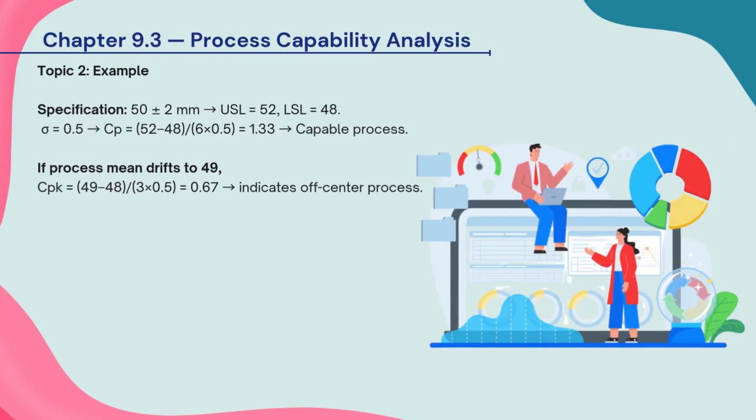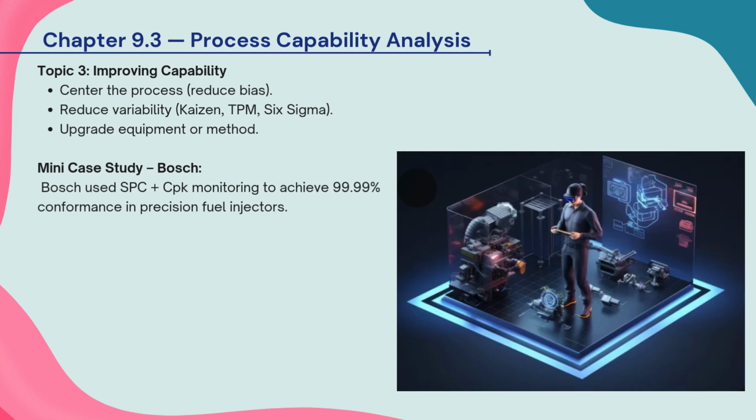This example shows how to evaluate process capability. With a specification of 500 mm and sigma equals 0.5, the CP value is 1.33, meaning the process is capable. But if the process mean shifts to 49, the CPK drops to 0.67, indicating the process is off-center and no longer consistently meeting specifications. This slide explains how to improve process capability.